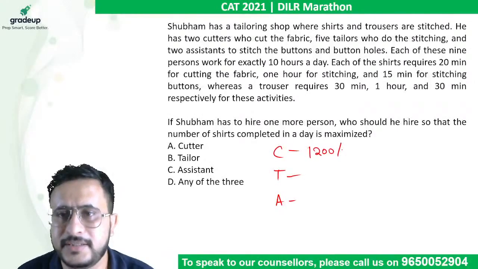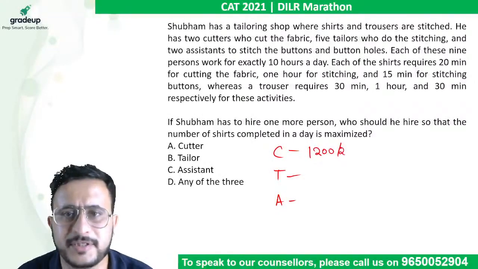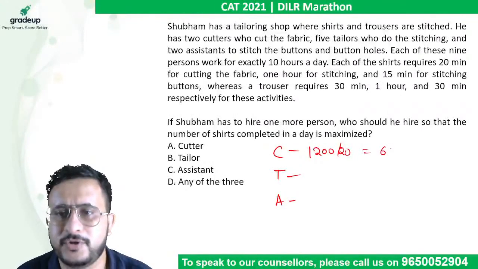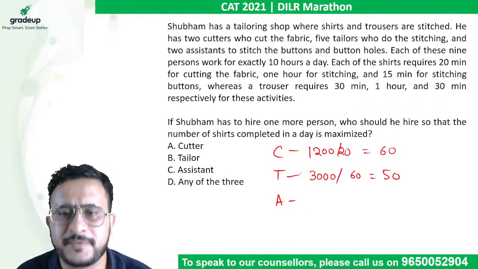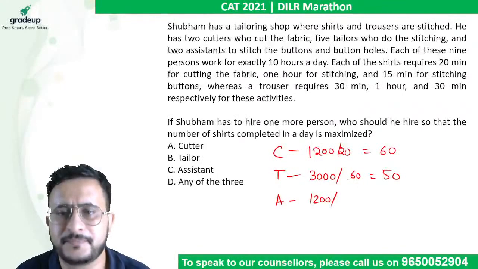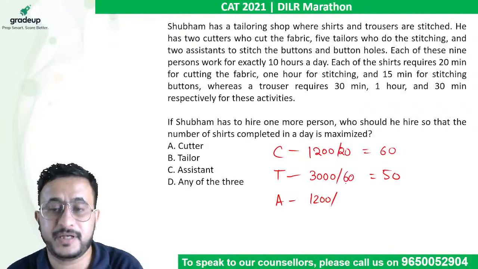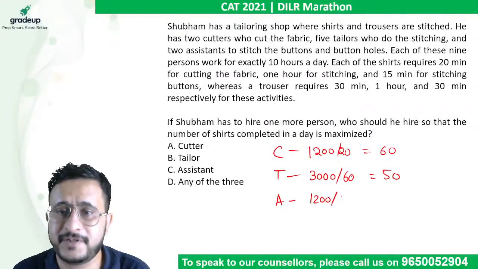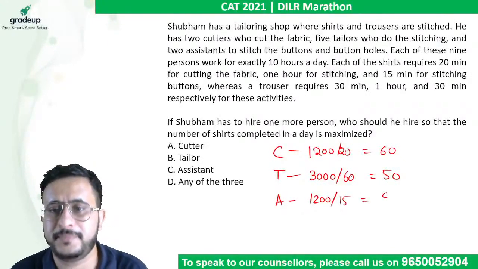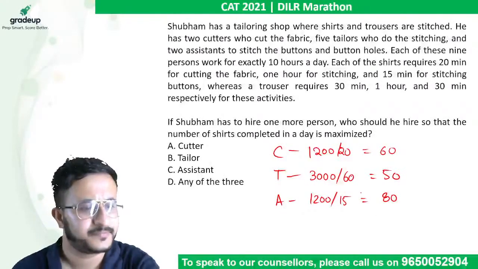1200 hours available, and if you take 20 minutes to do that, you'll be able to make 60, right? If you have 3000 and you take 60, you will be able to make 50. If you have 1200 hours and you are taking 15 minutes, that gives you 80. Right, now what will we do?